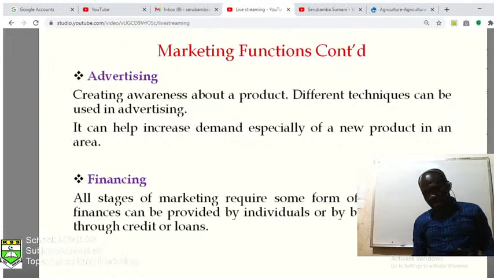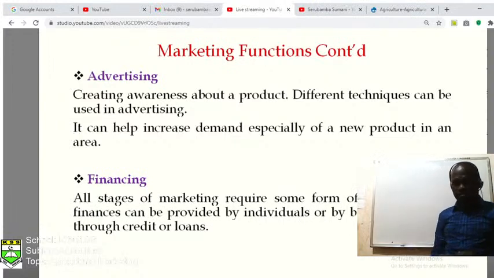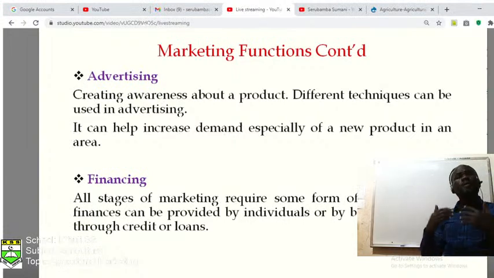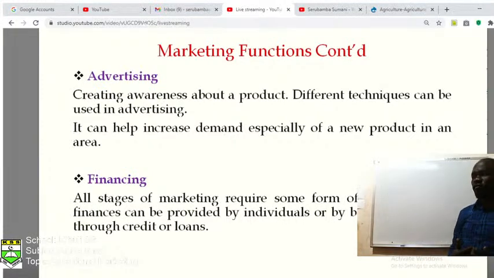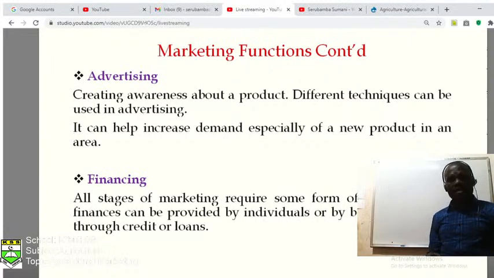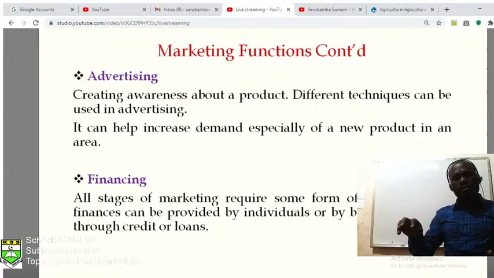Then there's this aspect of financing, very, very key. If you can try to remember, most of the marketing functions we have talked of involve spending. Advertising involves spending. Transportation, spending. Processing, spending. Grading, spending. Market intelligence, gathering information, money.